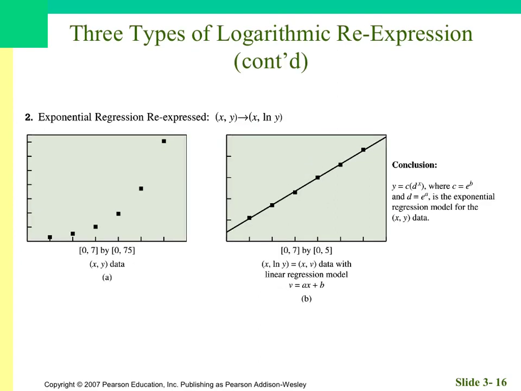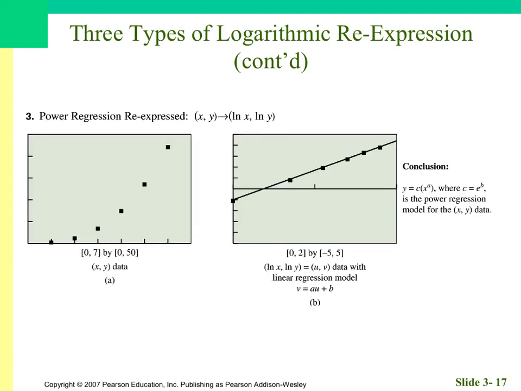Here's the example if you have an exponential. See how this looks like an exponential? And what do you do? You use x versus the natural log of y. We'll go over an example of this in class. So when you have your table, you take your x values and then the natural log of the y values, and look how it straightens out to a line. And then for power regression, you do the natural log of both.